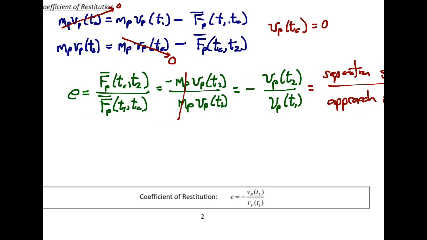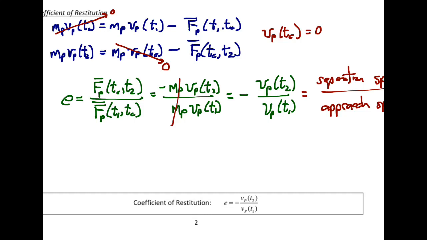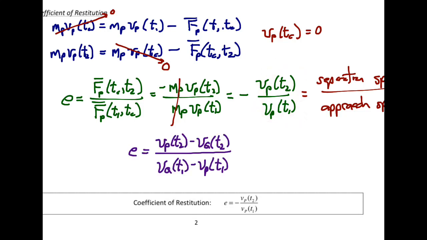Now the next thing to observe is that this expression, negative Vp at t2 divided by Vp at t1, is really the same thing as if we took our coefficient of restitution between two particles, and then we set Vq, which was the second particle in lesson 21, and we simply set the speed of Vq equal to 0. So that would be a 0 on top at time 2, and then a 0 on the bottom at time 1, and that gives us the same expression, negative Vp at t2 divided by Vp at t1.